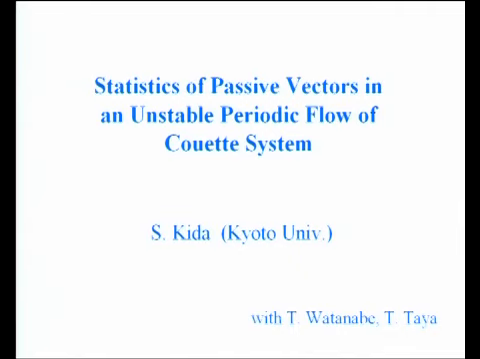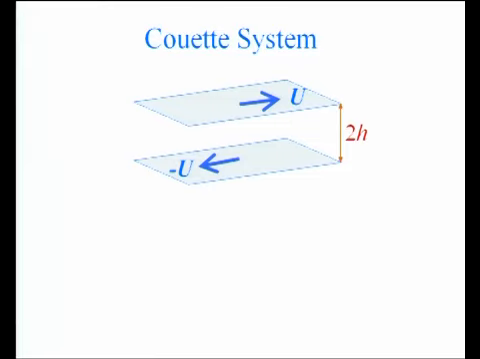This is an attempt to apply unstable periodic flow in the Couette system to the statistics of passive vectors. Got it? Okay.